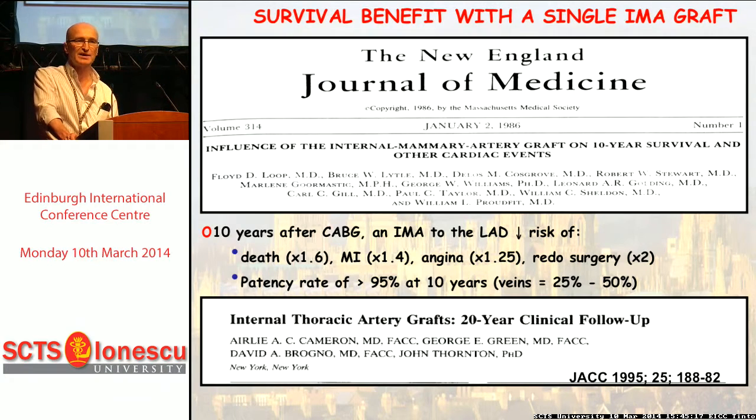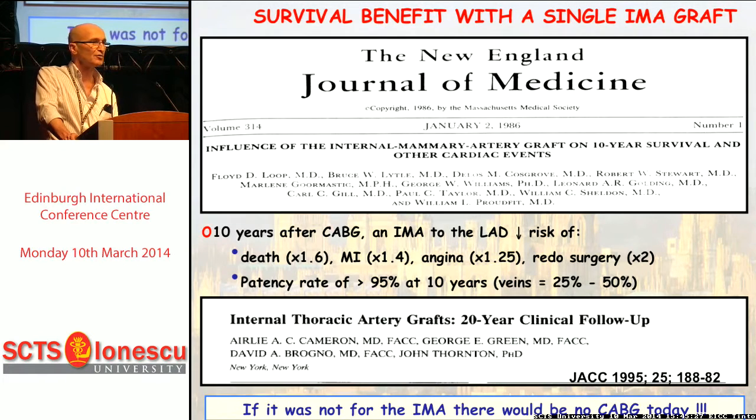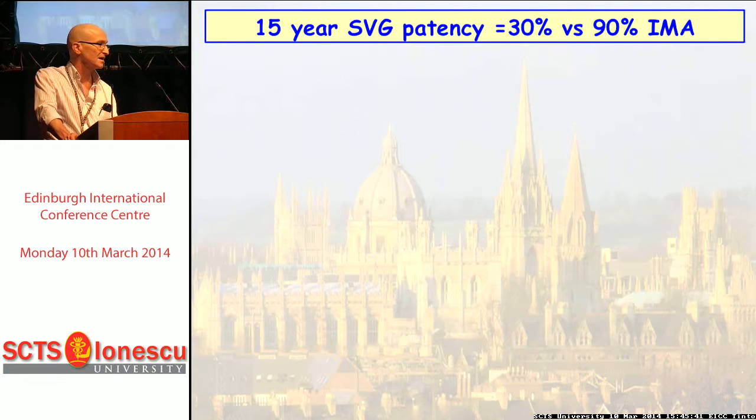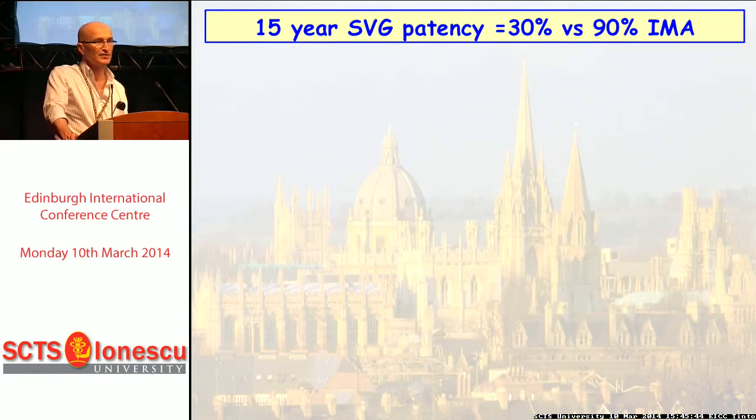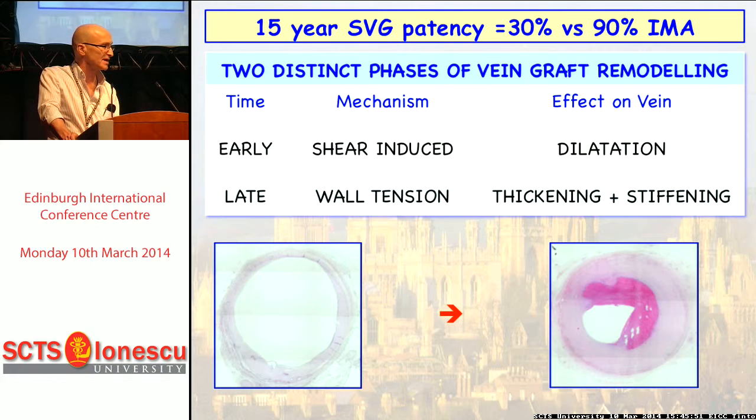This survival benefit of a mammary artery has now been shown to persist not only into the 2nd, but the 3rd decade of follow-up. And you could argue, if it wasn't for the IMA, today there probably would be no bypass grafting, because even the most aggressive interventional cardiologists will accept that there is nothing as effective as an internal mammary artery to the LAD. Now, if we look at the 15-year rates of patency of saphenous vein grafts, they're around 30% versus over 90% for the IMA.